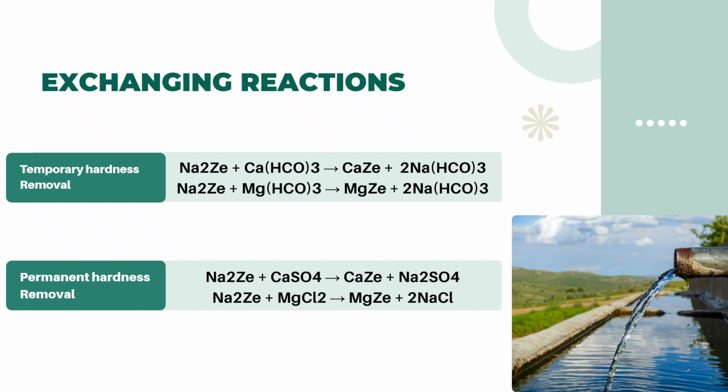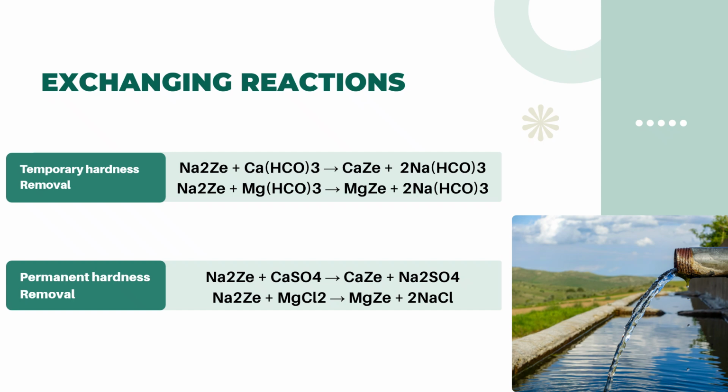These are the exchanging reactions that take place in this zeolite treatment. When the hard water is percolated at a specific rate through the bed of zeolite, it exchanges its sodium ions with the calcium and magnesium ions of hard water. Here we have a few exchanging reactions happening in the zeolite bed. First one is the removal of temporary hardness producing salts. The sodium ion of zeolite is exchanged with calcium of calcium bicarbonate salt, forming calcium zeolite as product, which is kept in the zeolite bed itself. Similarly, the magnesium of magnesium bicarbonate is exchanged with sodium ion of sodium zeolite.